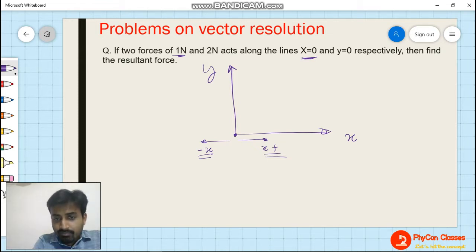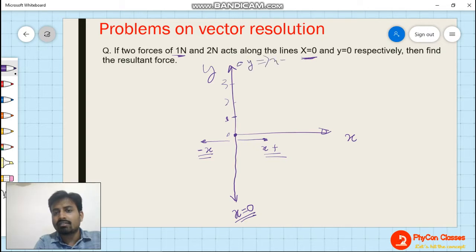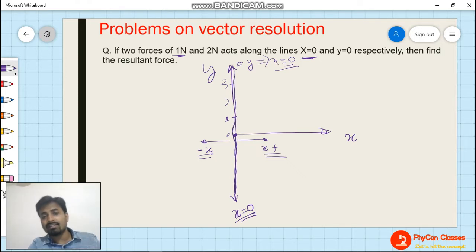So at this particular point, the value of x is 0. At origin, the value of x is 0. And if you change the value of y, let's suppose this one, 1 or 2 or 3, the value remains same, that is x is equals to 0, for y-axis. For y-axis, the equation should be x is equals to 0. Clear? So that means this complete y-axis line is representing x is equals to 0 line. Fine. So in this particular line, this 1 Newton force is acting.